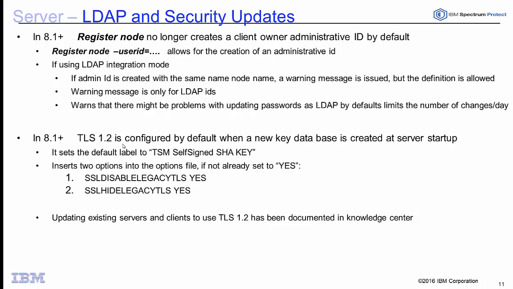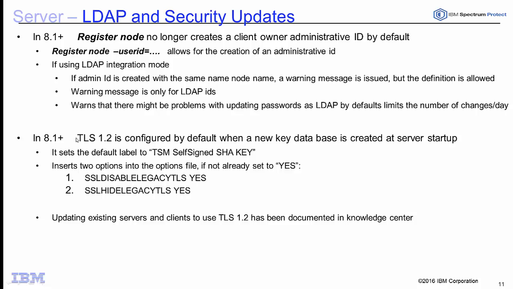This became a slight issue when we introduced our new LDAP configurations, because when an LDAP password expires, by default LDAP allows you only to update that password once per day. But if we had both a client node and an administrative ID trying to update passwords, you would only be able to update one of those in a 24-hour period. Now, when we do this register node, we will only create that node. However, you could add in the new option of -userid and create either a user ID with the same name or a different name.